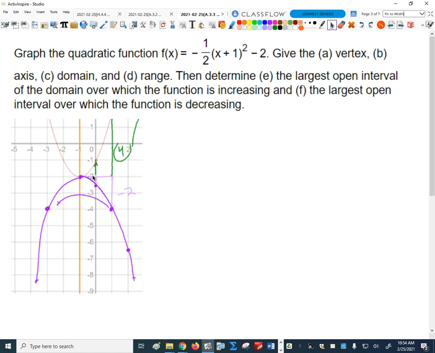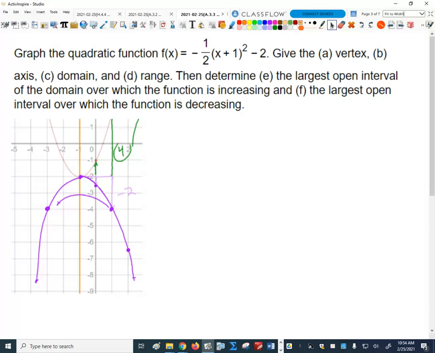Okay, good. Everybody type it in chat. I'm not seeing any responses. So starting at the vertex, if I go 1 to the right, I go up. What? Are you guys typing stuff and I'm just not seeing it? Oh, there we go.